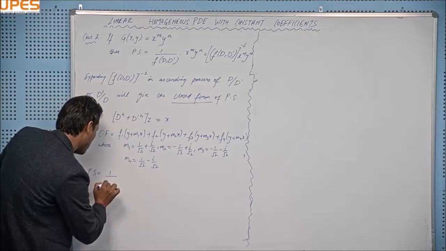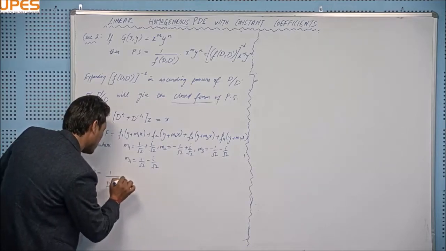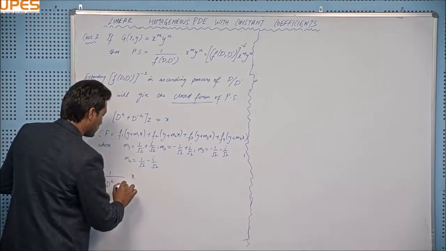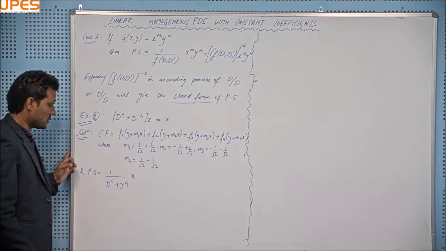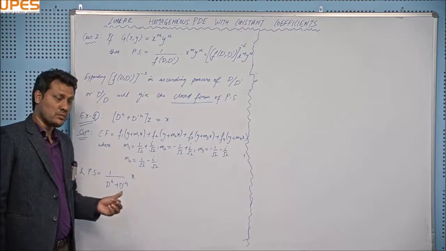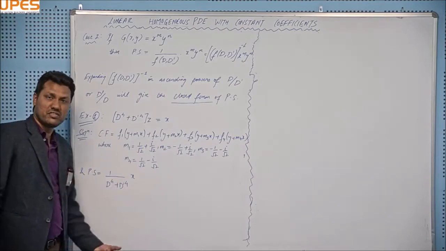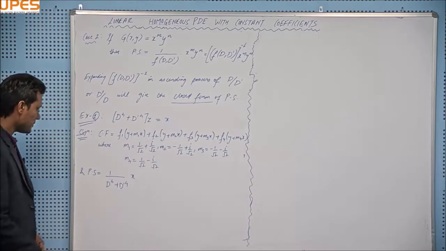It is given by 1 upon D^4 + D'^4, and here we have x. Now there are two ways to evaluate this. Either you want expansion in the powers of D'/D, or in powers of D/D', right? And that is giving rise to two different particular solutions. I will do them separately.